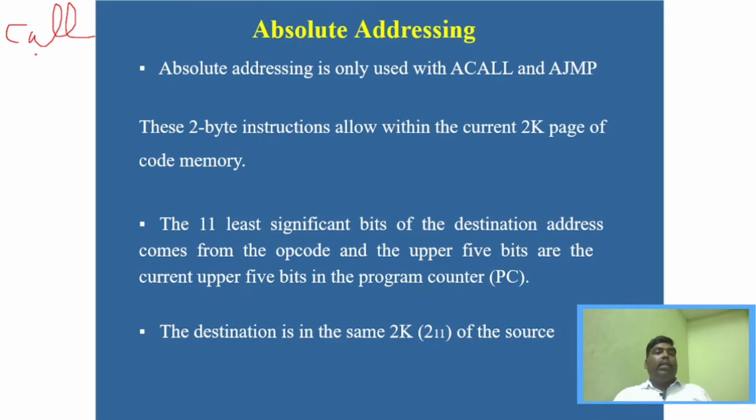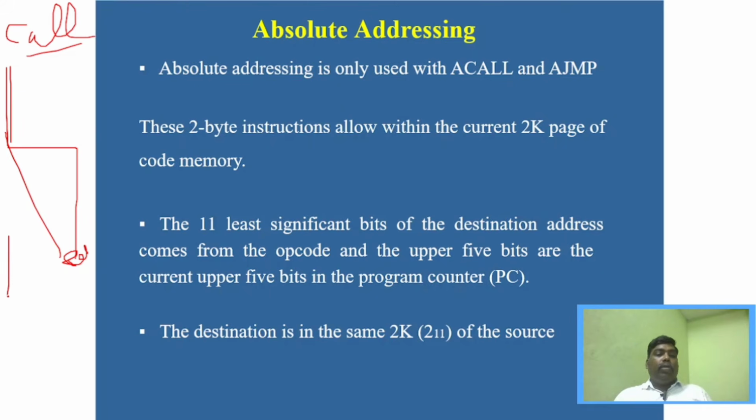Call is nothing but whenever you are executing a main program and you have to execute a subroutine, a subprogram, we go for the call instruction. While executing the main program, if there is a call instruction, it will go to some other location, execute that particular program, and then it will return from the subroutine to the main program. This is the call instruction. And what is the jump instruction?